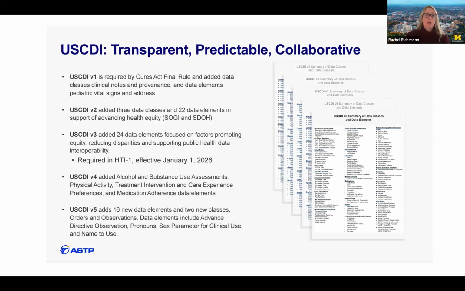This is just a quick snapshot: version 2 added a few more data classes and began to address social determinants of health. Version 3 added 24 data elements. This is all a very public, open, consensus-based process. So through these links, you can see where the latest, I think it's version 6, is under development now. There's an opportunity for people to comment publicly and see where things are going. And so the current version right now is US Core version 5.